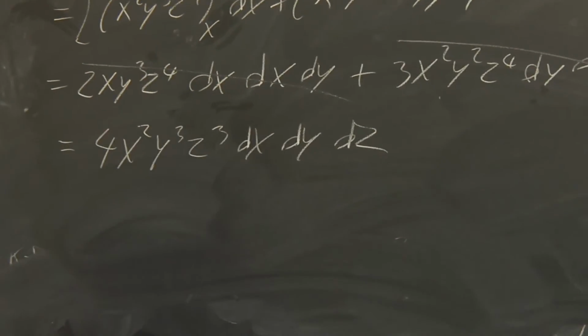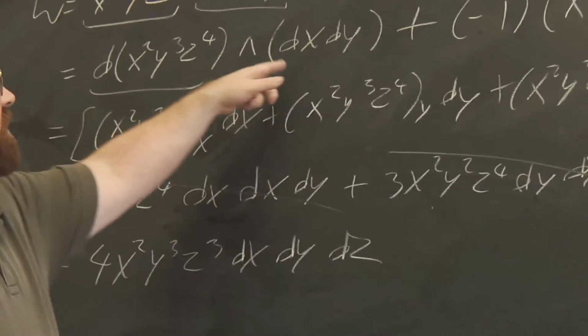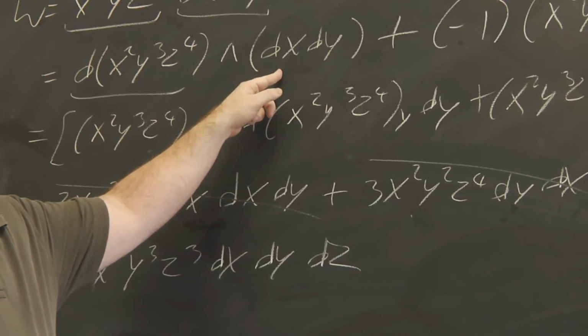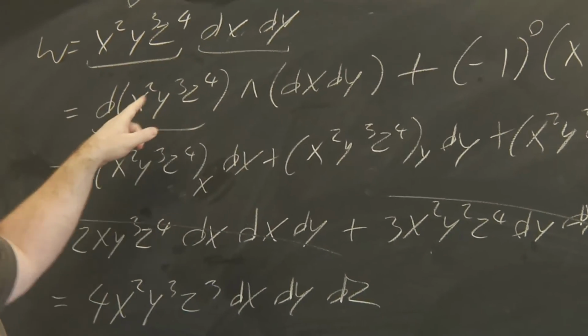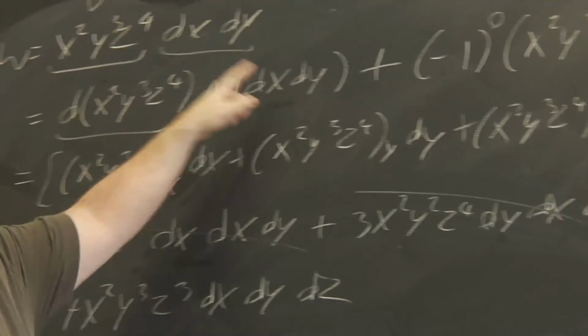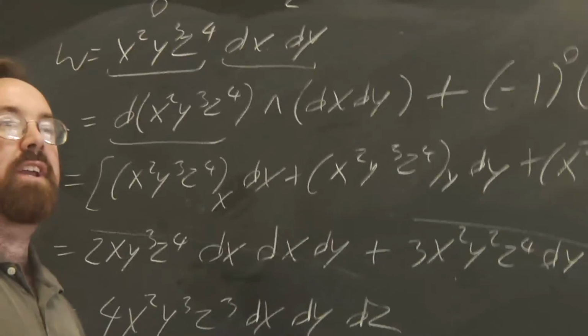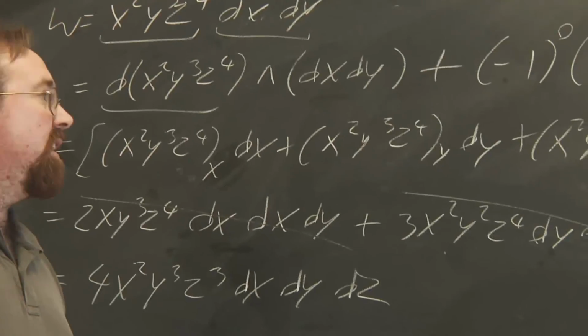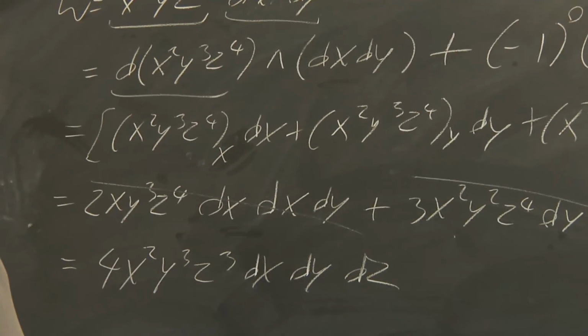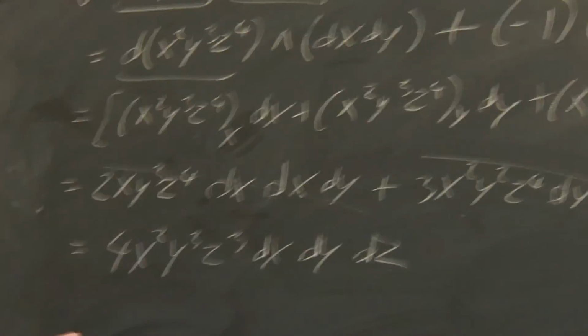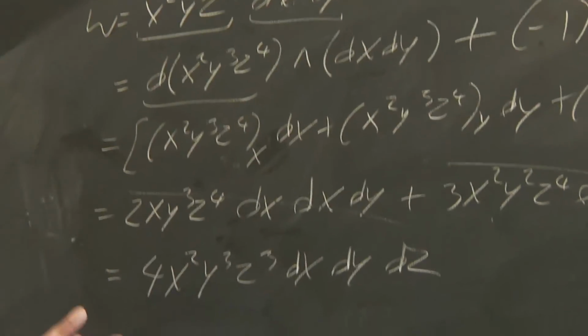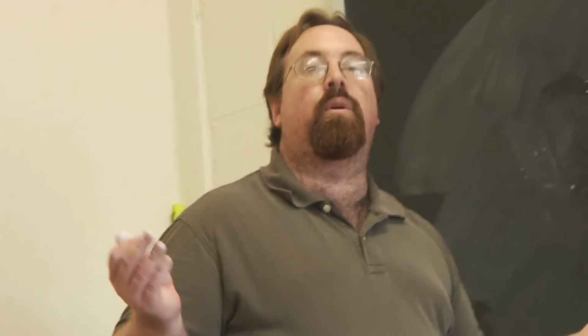So notice, because we had a dx dy already sitting here, only the derivative of this with respect to z, the variable that's not included in here, ends up making any contribution. So what if, instead of this 2 form, suppose you started with a 3 form, and you have to compute its derivative.